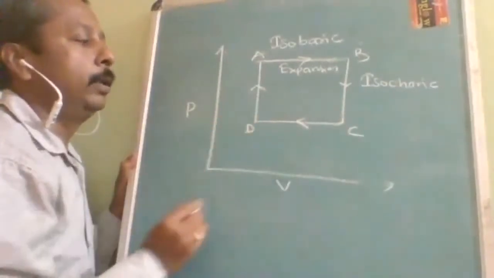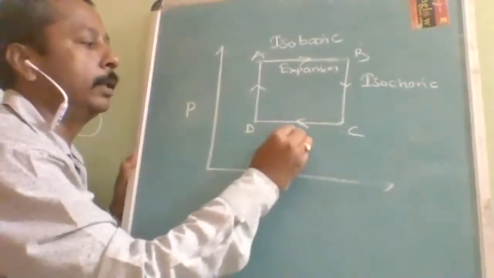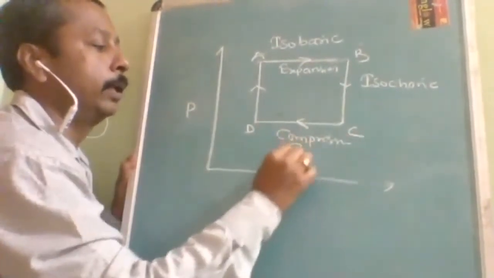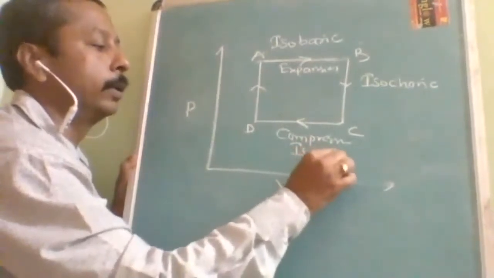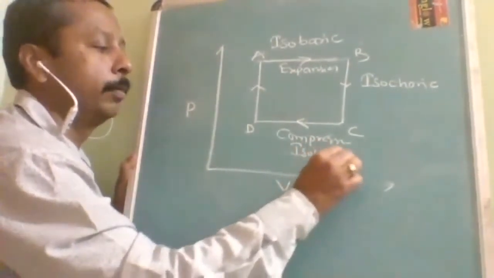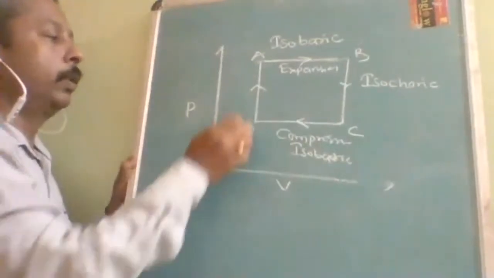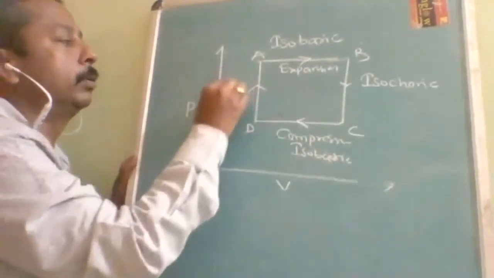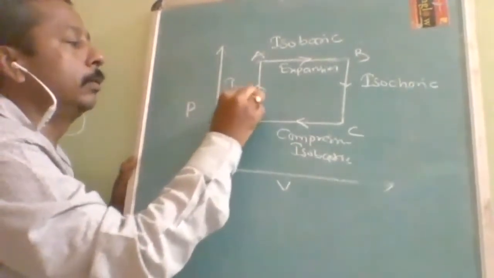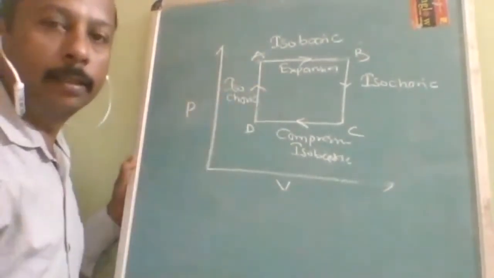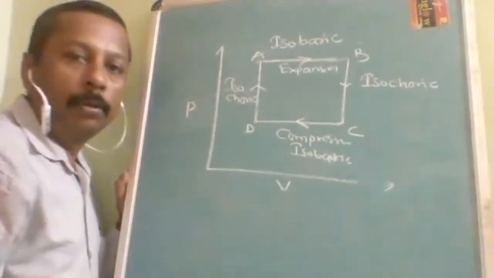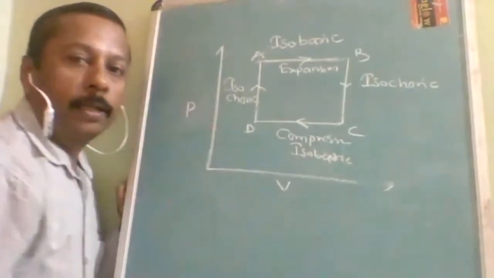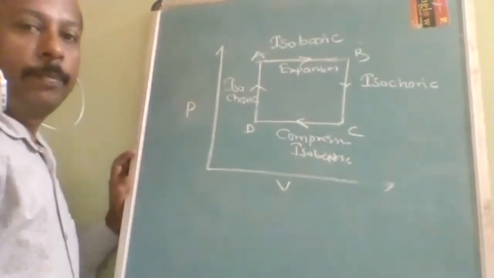Next C to D. C to D volume is decreasing. That is a compression. What is it? Compression, but it is isobaric compression. From here to here, volume is fixed, but pressure is increasing. So this is also what? Isochoric. Like that, from the graph, what you have to do? You have to identify a process, whether it is isobaric or isochoric, from the PV graph.